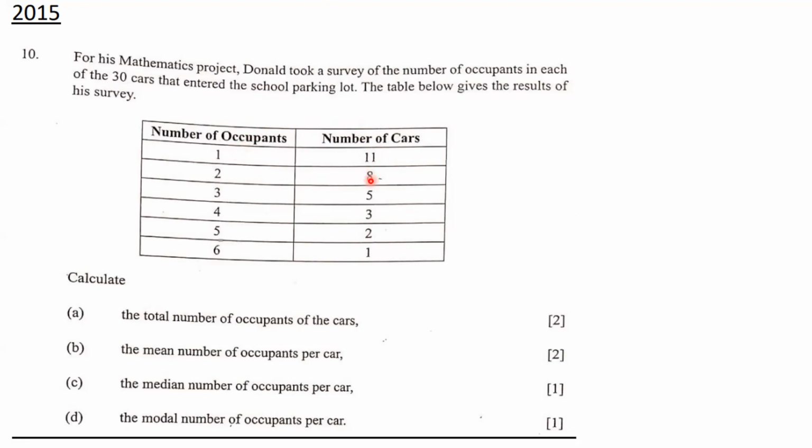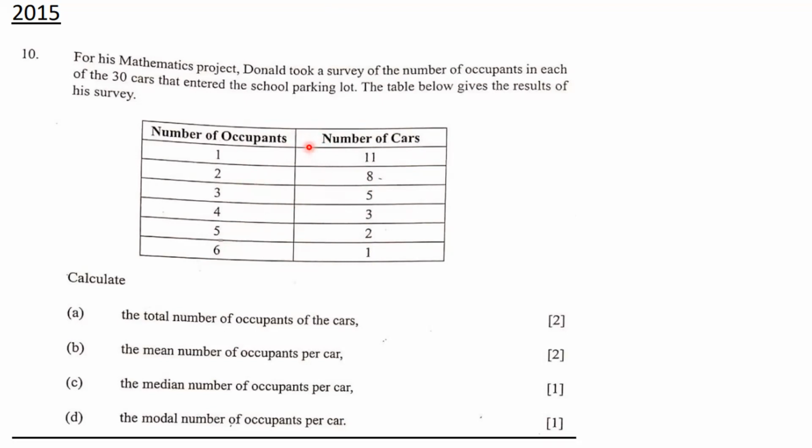Now you had 8 cars that only had 2 persons. Then you had 5 cars that had 3 persons inside of it. Then you have 3 cars that had 4 persons inside of it. You have 2 cars that had 5 persons inside of it, and you had 1 car that had 6 people inside of that car.